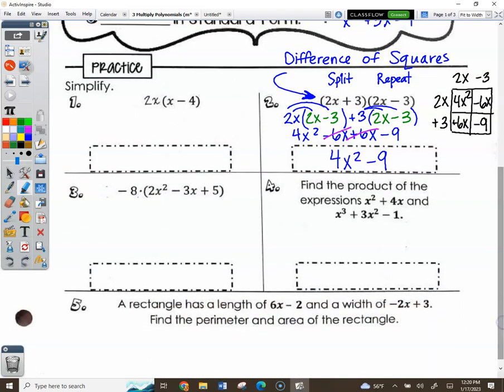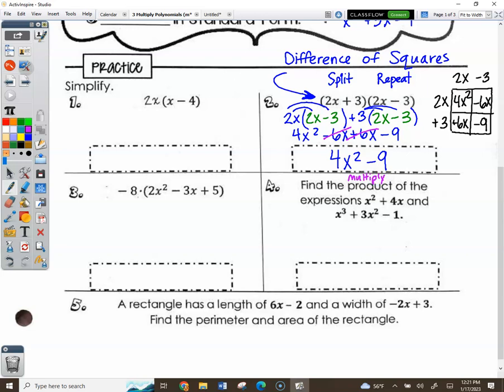All right, go to number 4. What's leveled up here? What's more challenging now? It's a trinomial. Either method will still work. Let me show you both methods. This is saying find the product. That means multiply, right? Find the product means multiply.